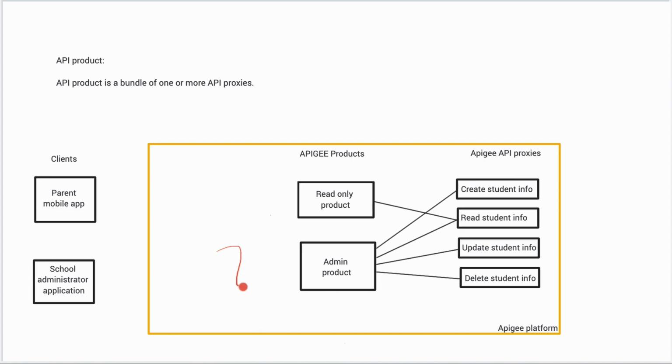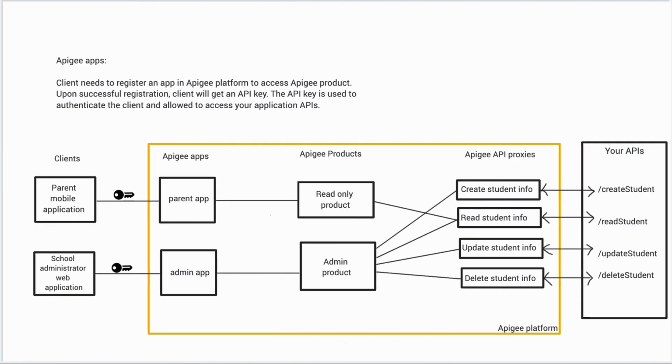Here the question is, can I expose Apigee products directly to my clients? The answer is no. So in order to expose that, we need one more component in between the Apigee product and the clients, that is called Apigee apps, API apps. So that's going to be here. So in the next slide we will see how that helps us.